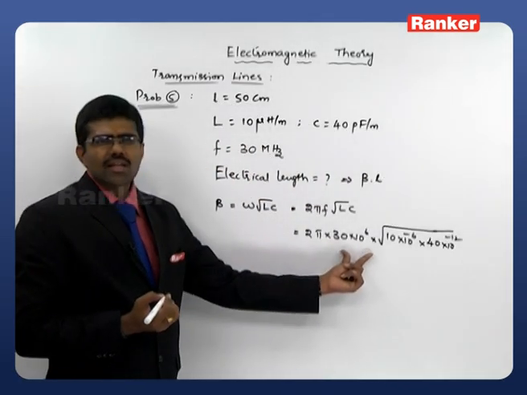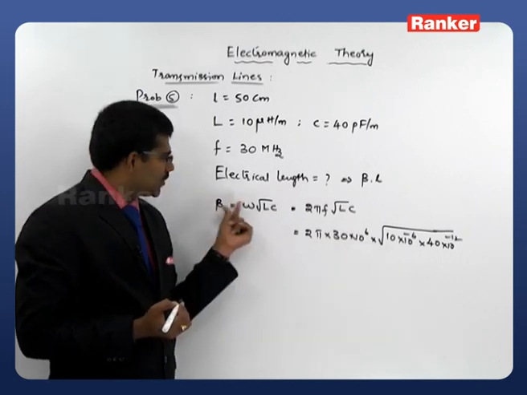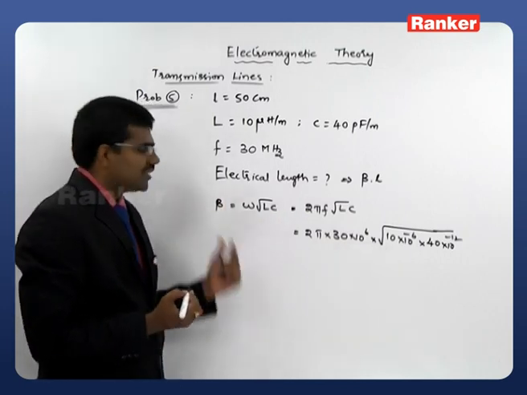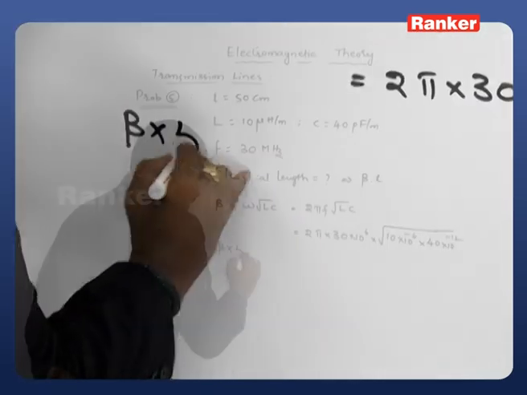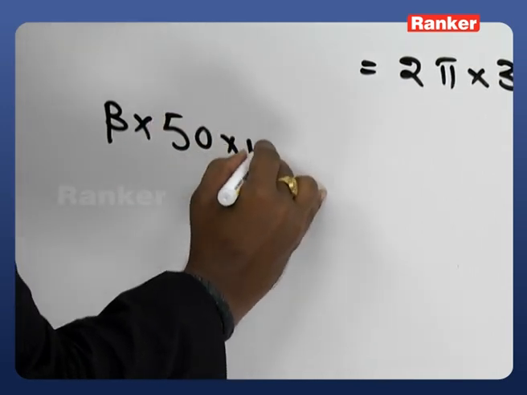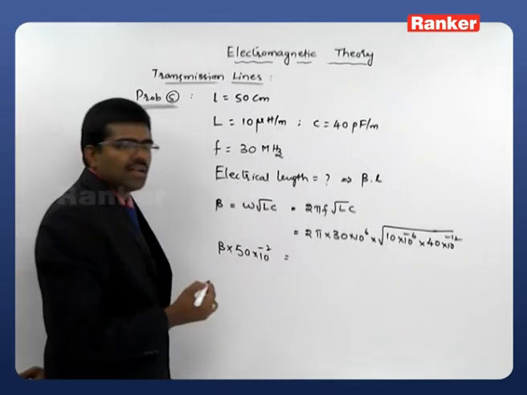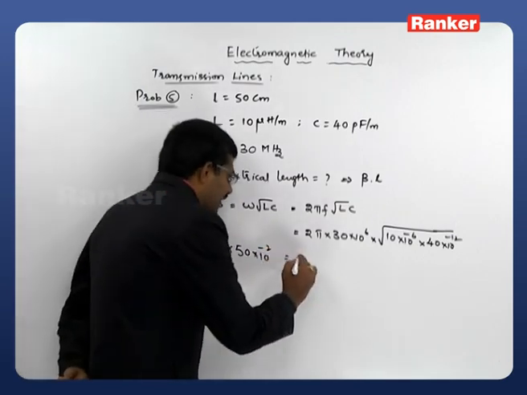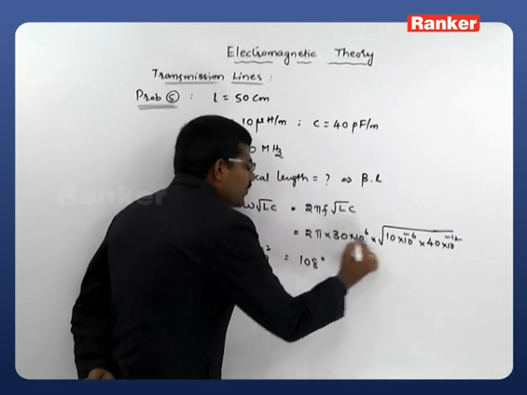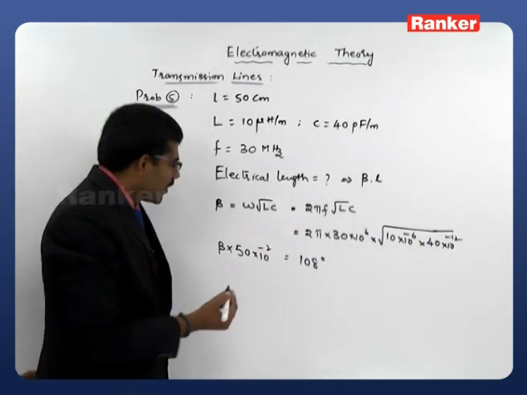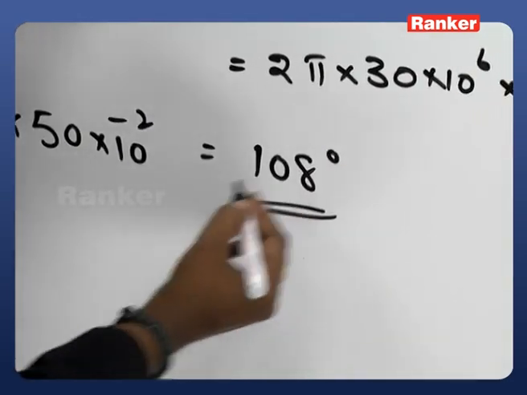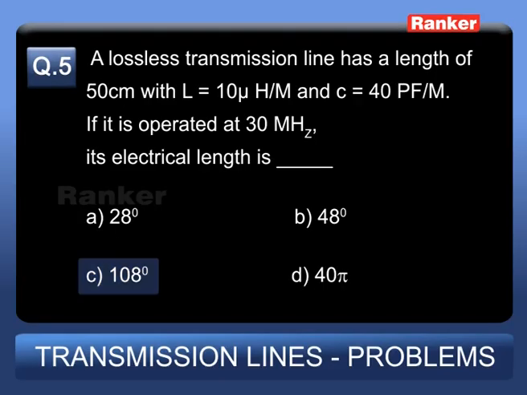Simply using a calculator you can calculate this parameter, which is your beta. Now multiply this beta with L. Here L is the length, 50 centimeter, meaning 50 into 10 power minus 2 meter. After multiplying all these terms with the length of our transmission line, the answer you will get is 108 degrees. So option C is correct. This is the solution for this simple problem.